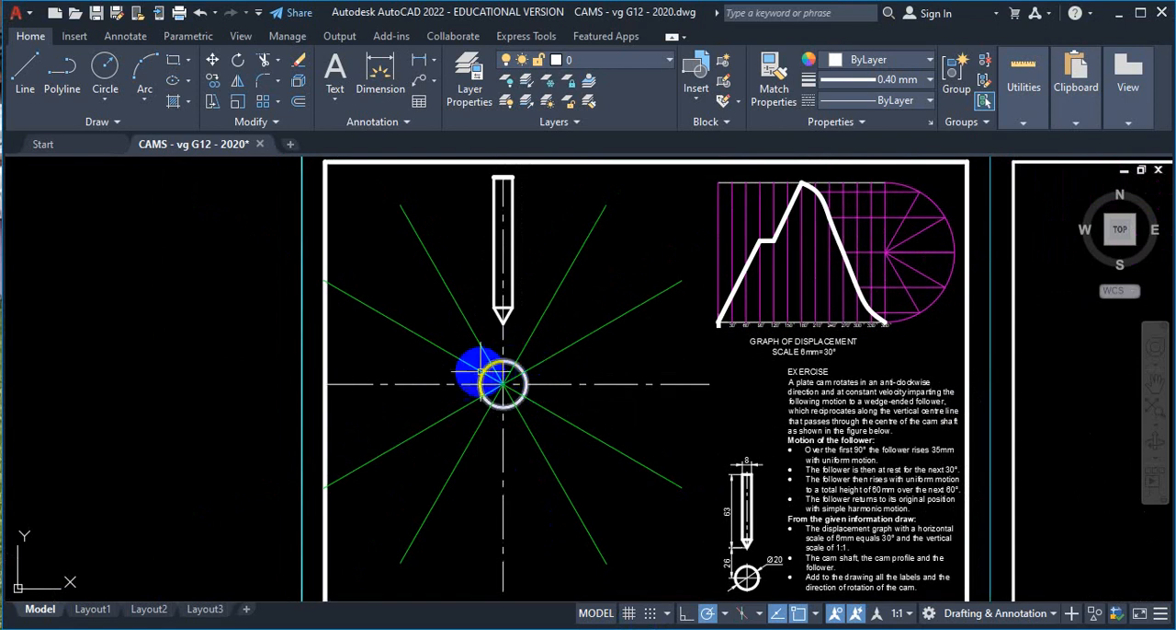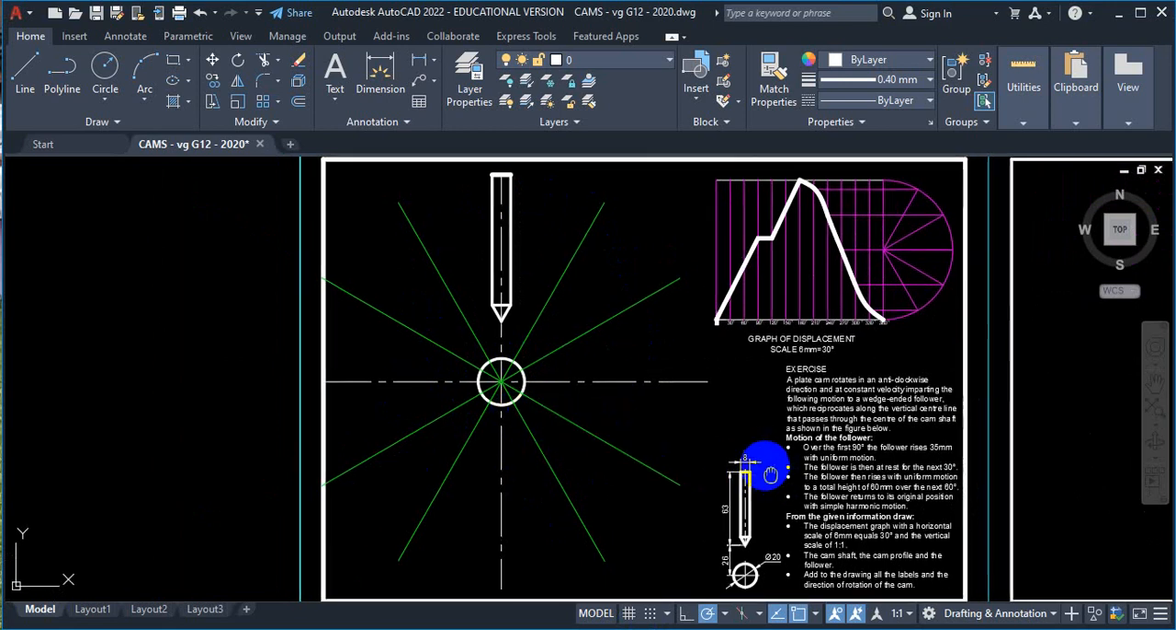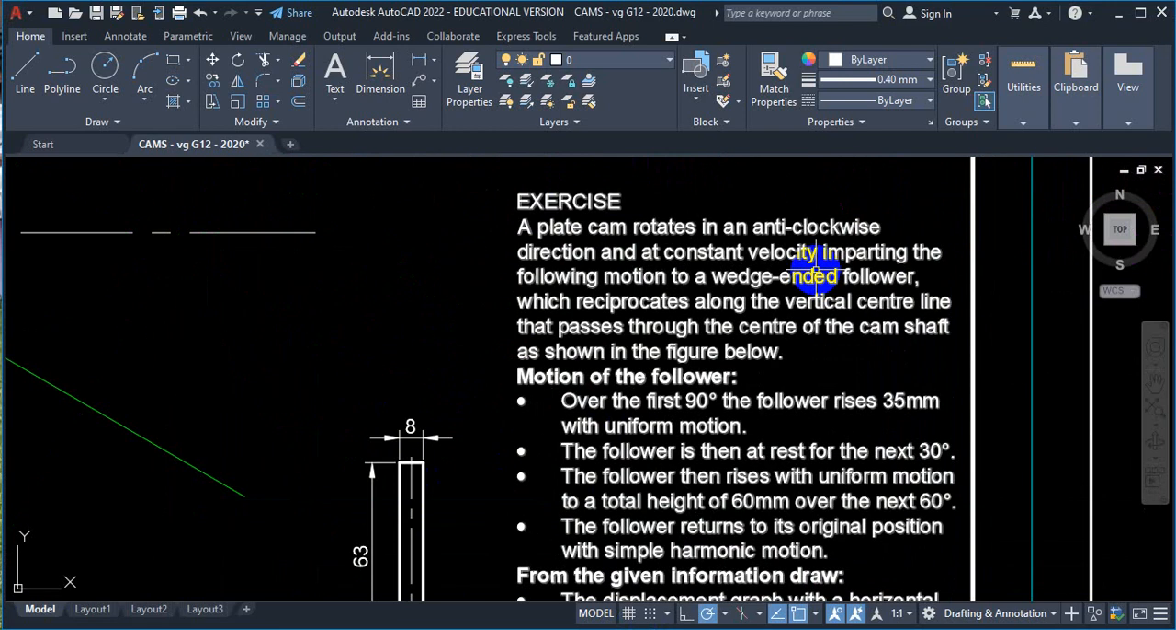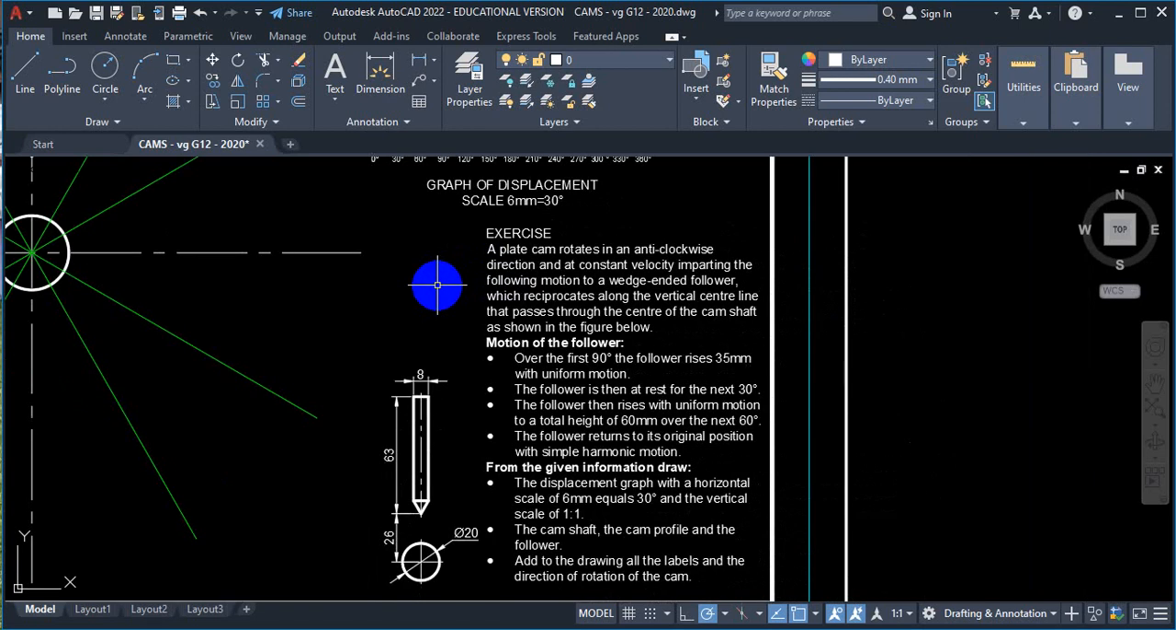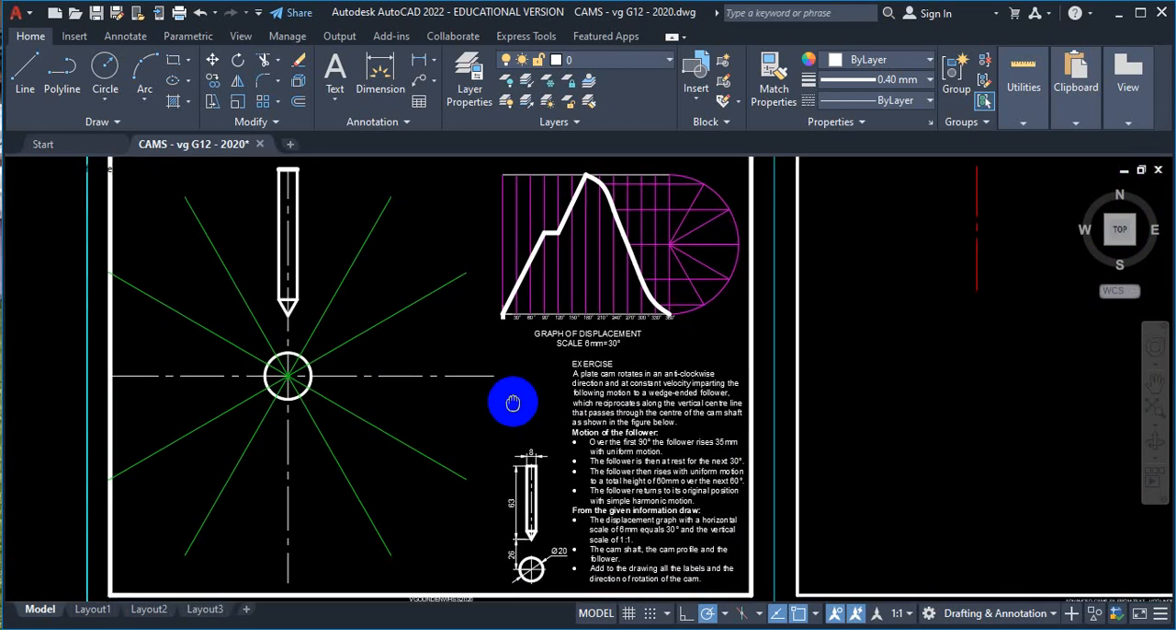Now there's your camshaft, which has been divided into 12 equal parts. Now we need to read the direction. Remember we said a blade cam rotates in an anti-clockwise direction. If it rotates in an anti-clockwise direction, then your labels go clockwise. In other words, your numbering goes in the opposite direction of what you are told. The rotation is anti-clockwise, so your numbering must be clockwise.